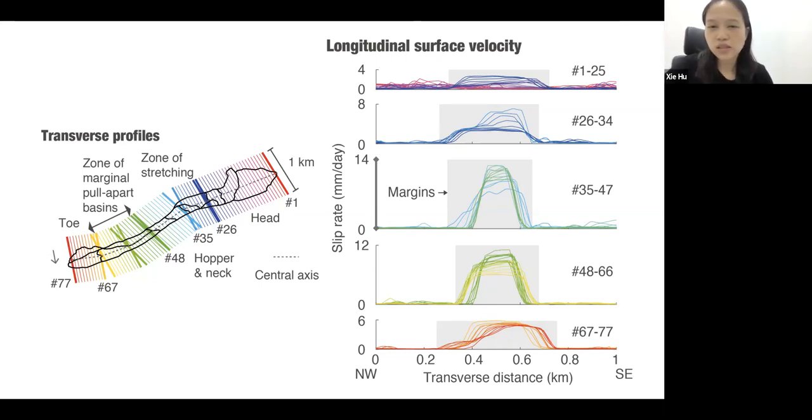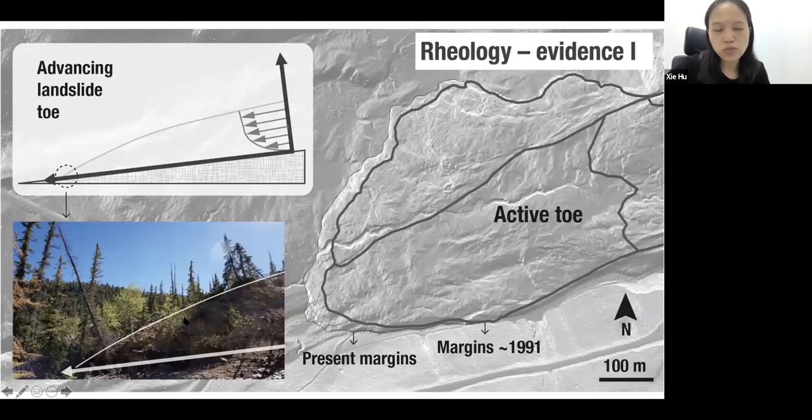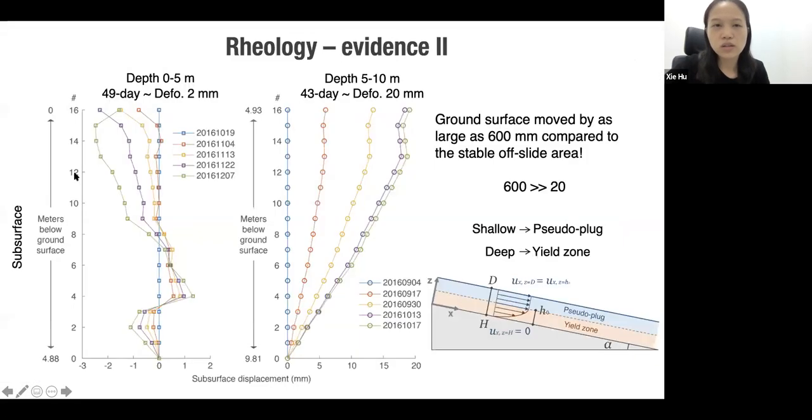Somehow the landslide speed is controlled by its rheology, and we have 2 pieces of evidence. First is from this picture we took at the distal toe. We see the active toe keeps overriding the stable off-slide area and pushing and destroying the trees in front of it, which immediately reminds us of a frontal non-Newtonian flow. The second piece of evidence is from the inclinometer surveys. We have 2 inclinometer surveys installed from the surface to 5 meters depth and 5 to 10 meters depth, and they record the internal shear deformation compared to the bottom sensor.